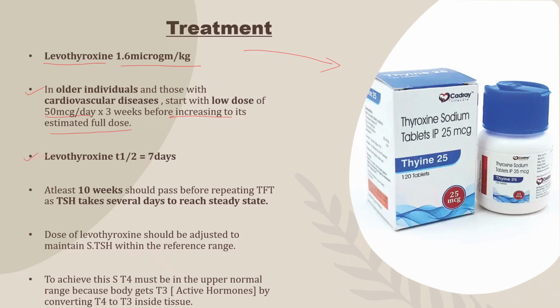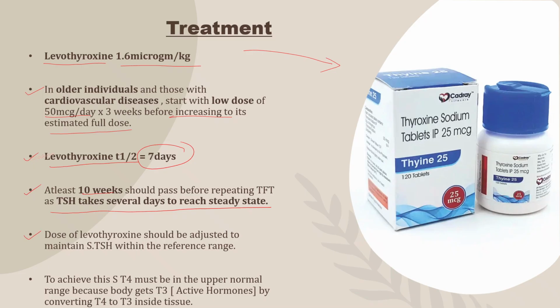The half-life of levothyroxine is 7 days. Now, at least 10 weeks should pass before repeating the thyroid function test, as TSH takes several days to reach the steady state. So it would be wise to check the patient's thyroid function test after 2 to 3 months of taking the tablets. Then only the TSH will be reaching its steady state and we will get the correct values.